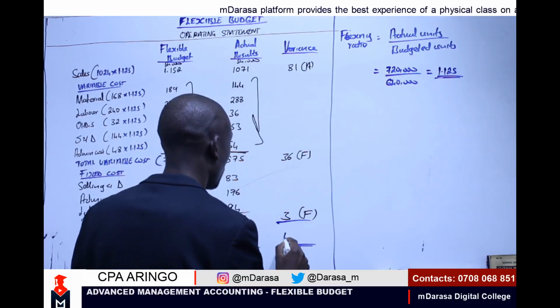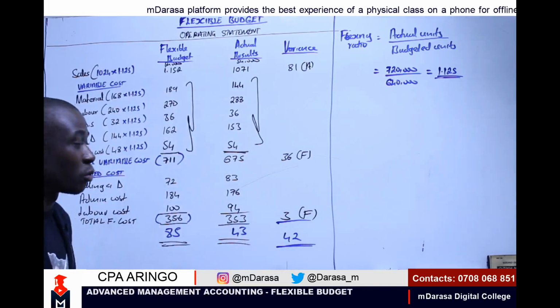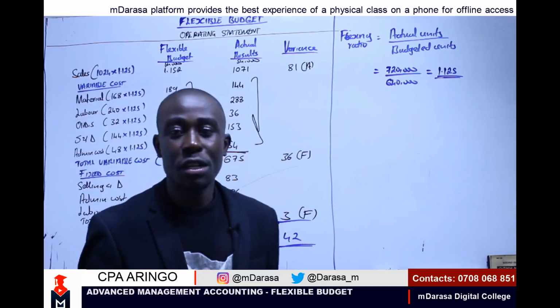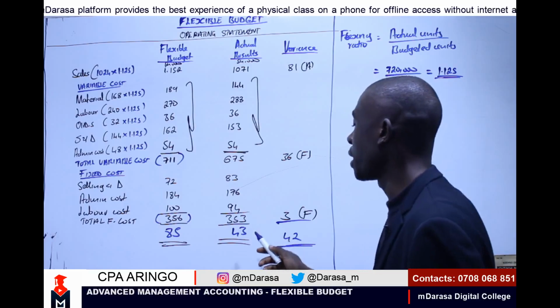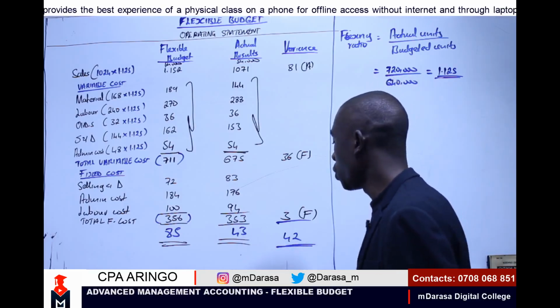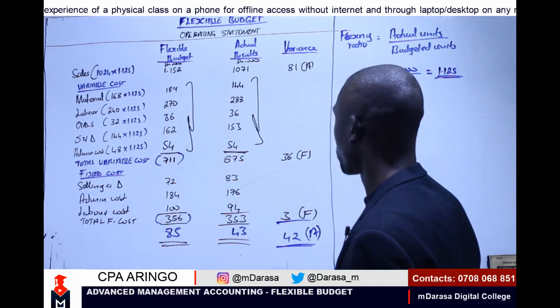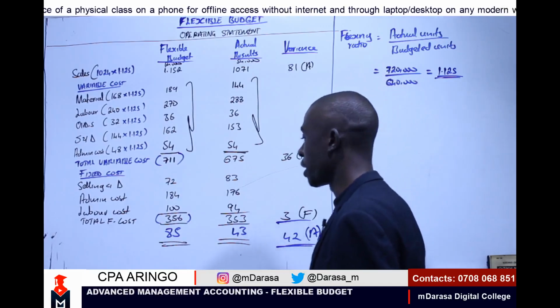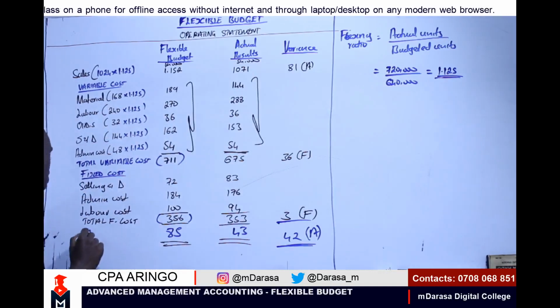To give us a figure of 42, which in this case, is it adverse or favorable? This is revenue. Remember, I had anticipated to generate a profit of 85, but I'm ending up generating a profit of 43. Being a revenue, this should give us what? Adverse variance, because that variance is against us. So this is our net profit.